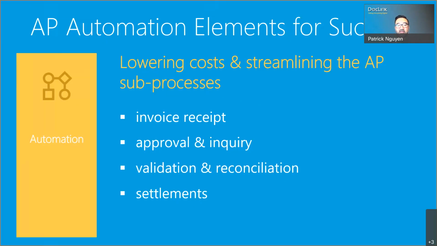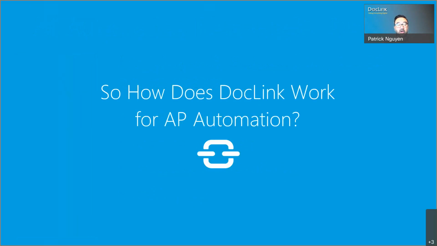So the validation and reconciliation and the matching of invoices by streamlining with DocLink is a huge, huge time saver, especially if you get invoices with potentially hundreds of line items, right? How long does that take your team to do that matching when we can do it through our system, automated and electronic? So how does DocLink work for AP automation?